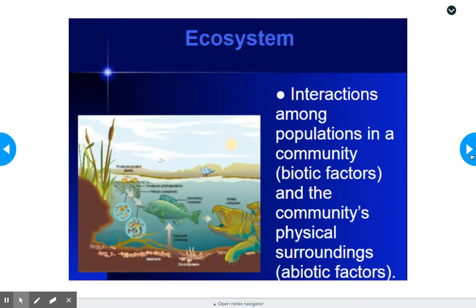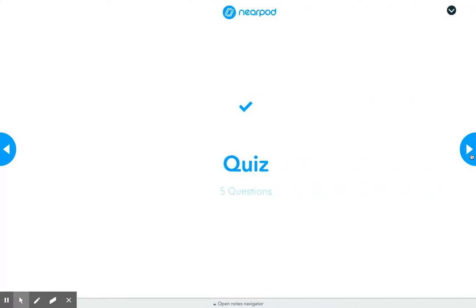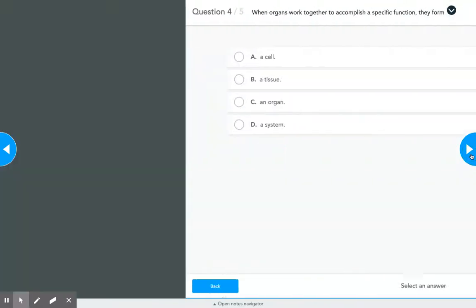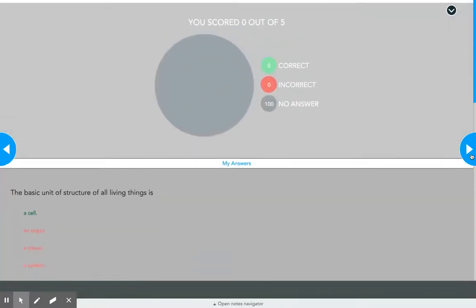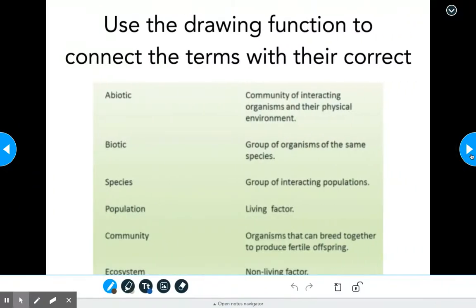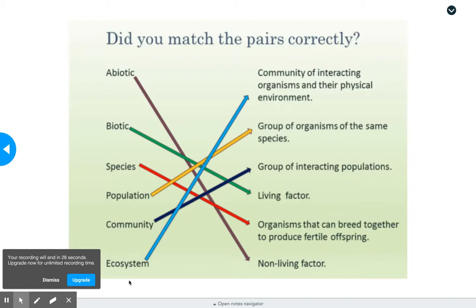So that was the overview of all of those different levels. In class, we did a quiz. This time, we're not going to go over that, but you will have to answer some questions on your task. I just wanted to show you really quickly. Take a screenshot of this. These are different definitions of abiotic, biotic, species, population, community, and ecosystem. Review these definitions because they'll be helpful for the task as well.